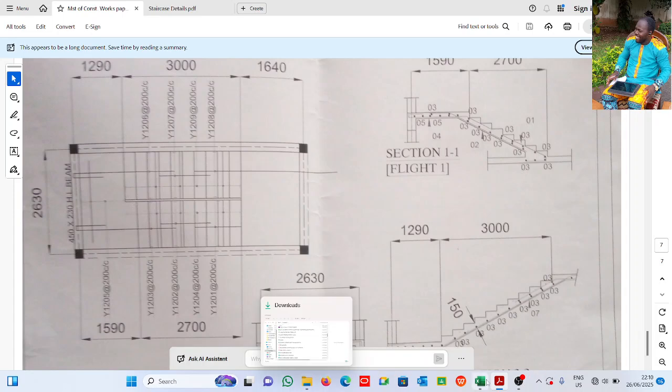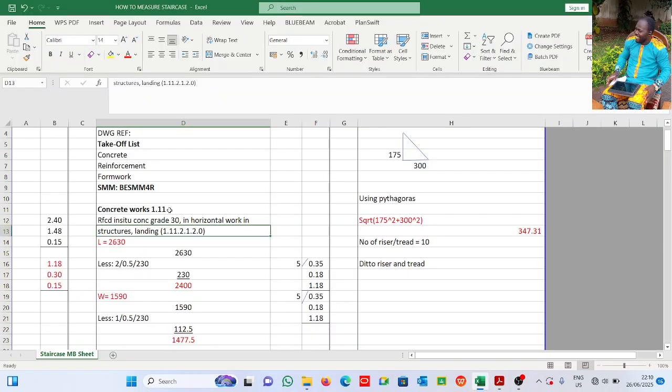Alright, so let's look at that quickly. This is what we have. Concrete works is in section 1.11 in the BSMM 4R. So please do well, go through your BSMM and be familiar with this, especially if you're preparing for the test for professional competence exam. You are not carrying Excel. You'll be carrying that big BSMM 4R and your calculator and your rule to work with. So please, let's get used to it.